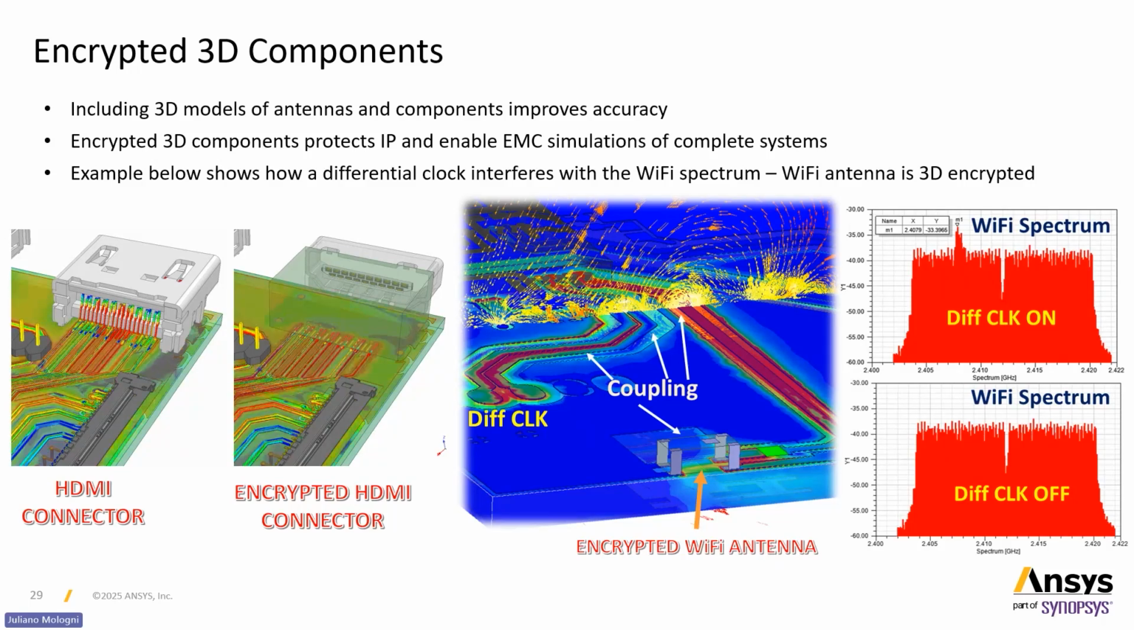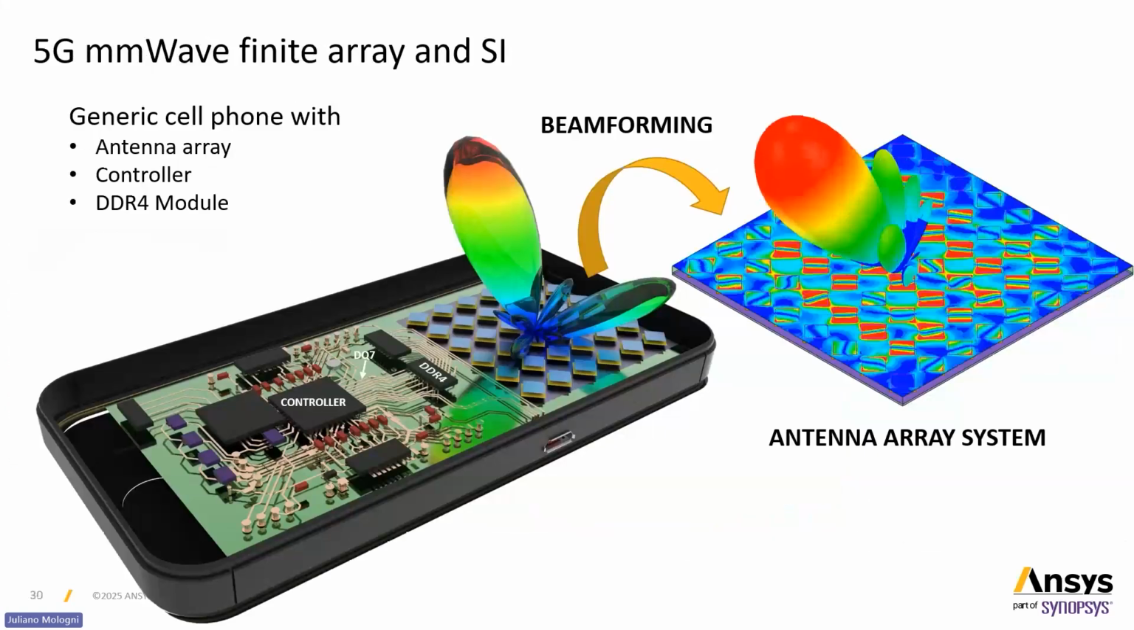Especially if you have 3D chip antennas. In the middle of the screen, you have some digital traces and a Wi-Fi antenna, like those ceramic chip antennas. If you want to account for the coupling between the traces and the antenna, you need the geometry of that antenna. And here you can see the Wi-Fi spectrum when they turn that differential clock on and off. You see the interference in that. This is what we call desense. The digital signals are desensing the radio of the antenna.